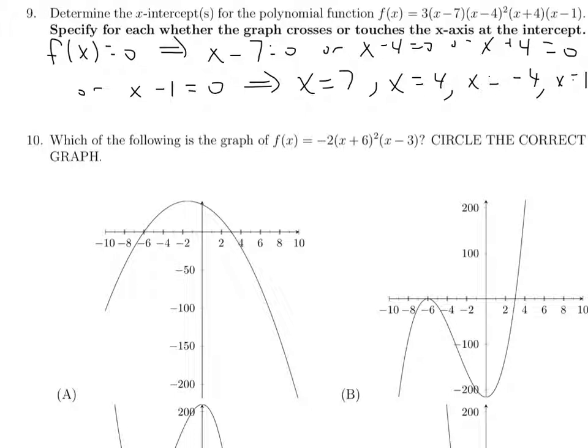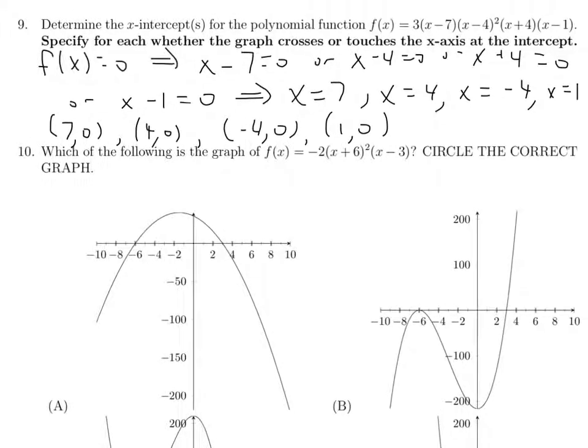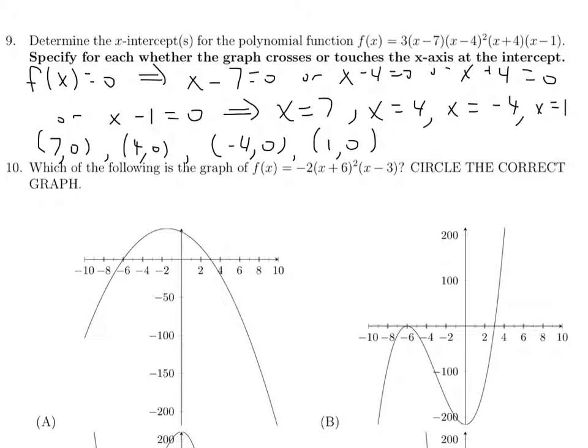Now the problem also asks for each of them. Let me write those points. So I have 4 x-intercepts. For each one, I can tell from the multiplicity in the factorization whether the graph just touches the x-axis or passes through. And what I'm looking for here is just even or odd powers. So each of these factors is only occurring to the first power. So the first power is an odd number.